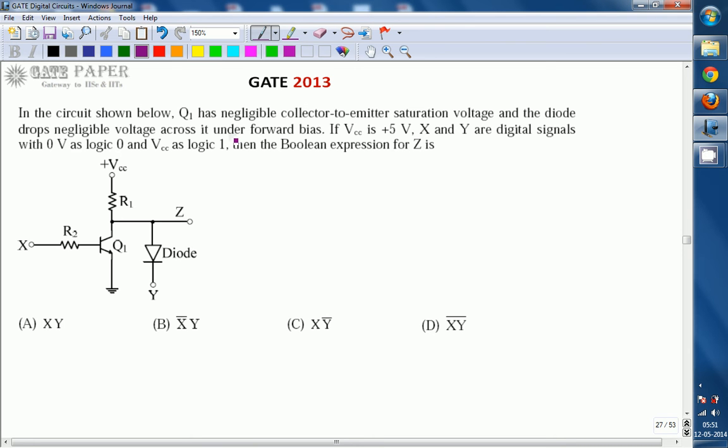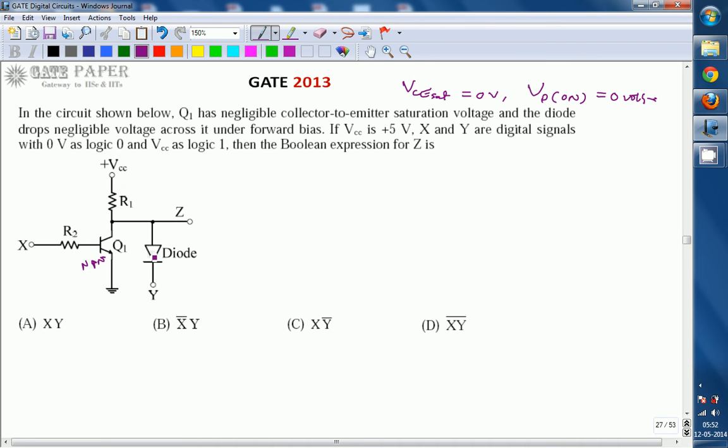What was given is VCE saturation as 0 volts, and the forward bias voltage VD, that is whenever it is in the on condition, is also 0 volts. And we know that the given transistor is of NPN type. NPN implies you must apply some positive voltage to make this Q1 turn on. So this NPN transistor will be turned on whenever you apply logic 1.